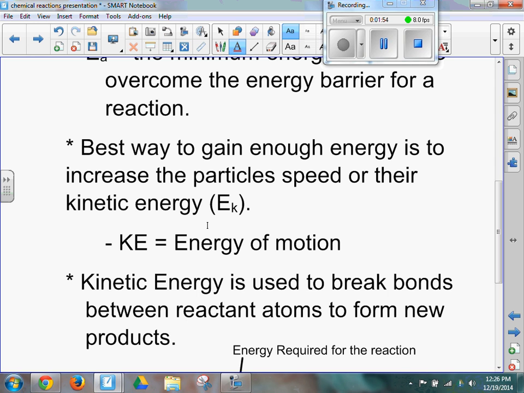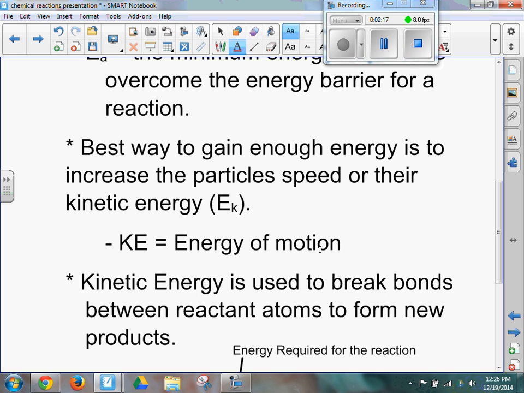Now, we'll talk about this a little bit more in second semester, but there are really two main types of energy. There is kinetic energy and there is potential energy. So to increase kinetic energy, which is the energy of motion, we'd have to do a couple of different things, which we'll get to in a second, to do that.